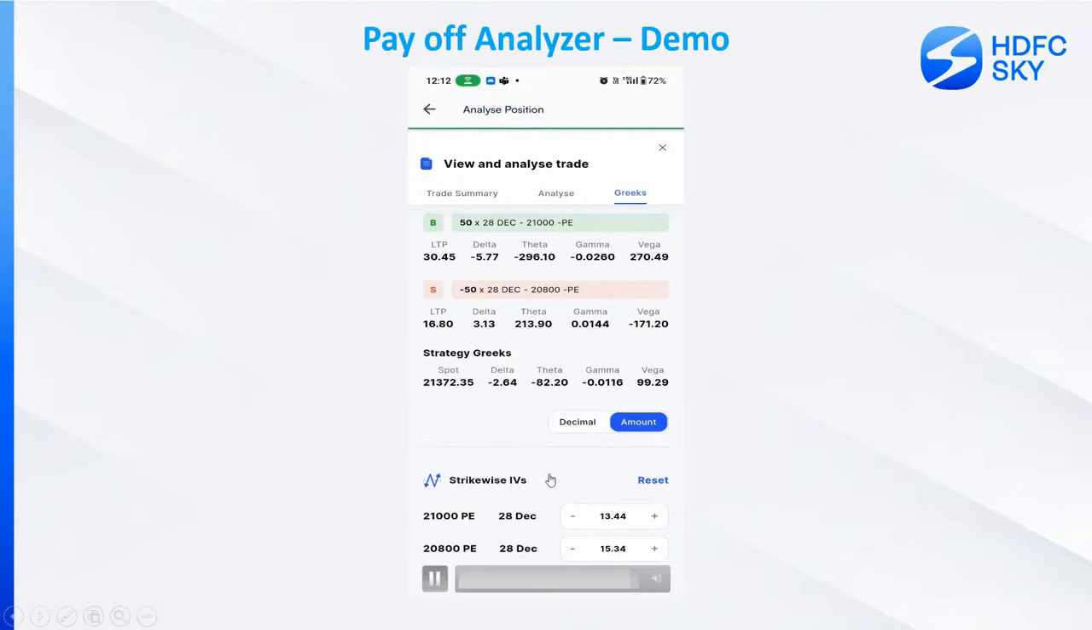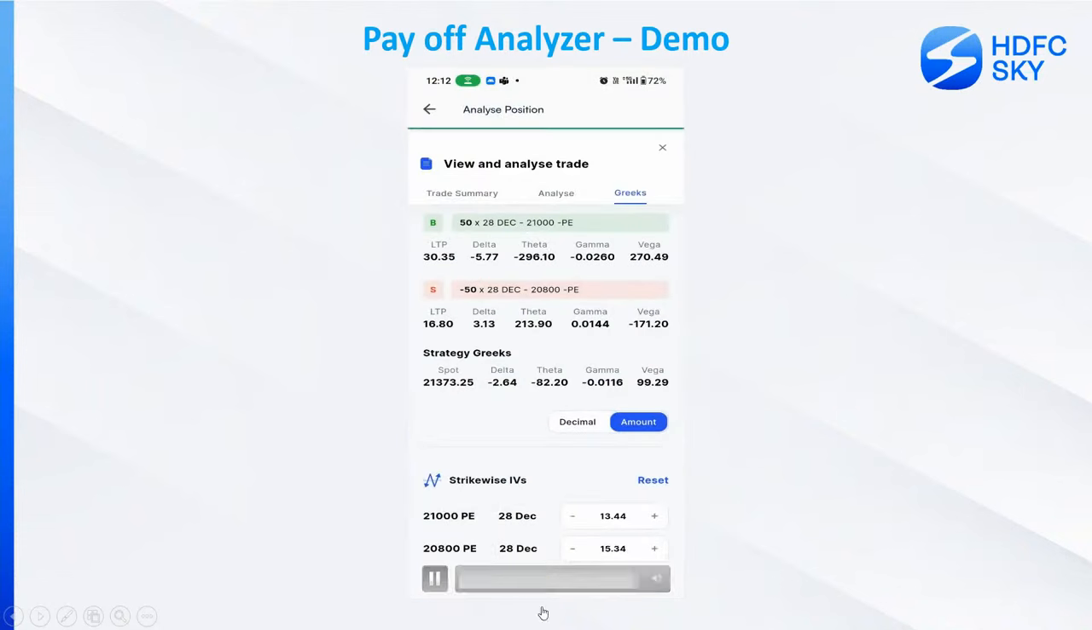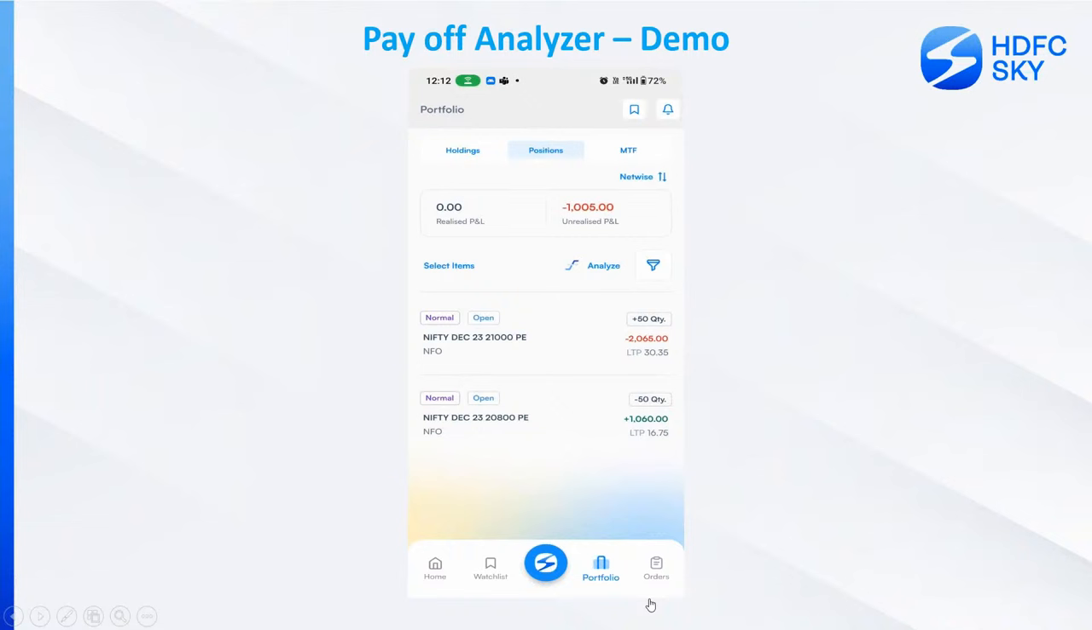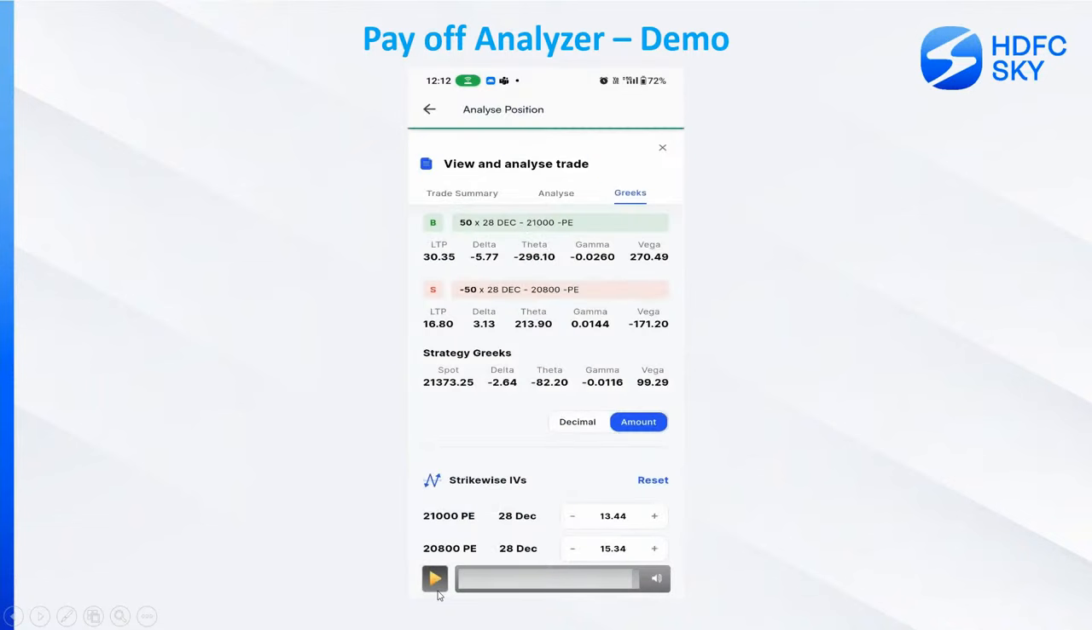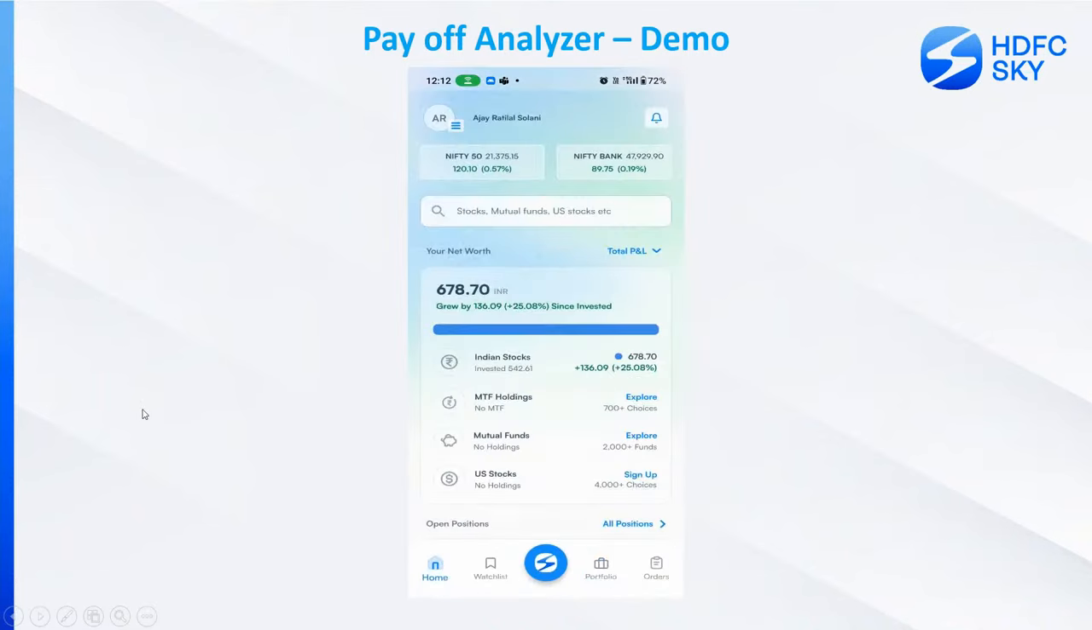You can also play around with the IVs. I am sure you know how important IVs are for any FNO trader. So you can play around with the IVs, and based upon the IVs you set, you will be able to see the impact on the Greeks. And once you are done, you can go back to the positions and decide what exactly you want to do with this position. So this was a brief about the payoff analyzer.